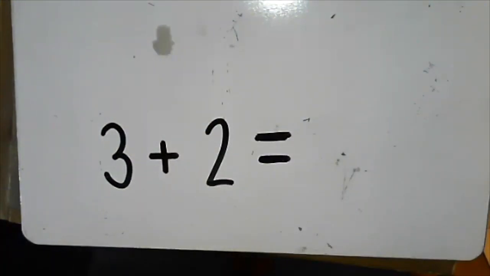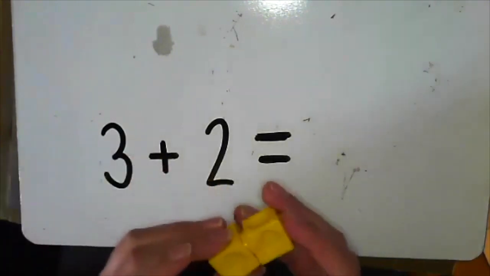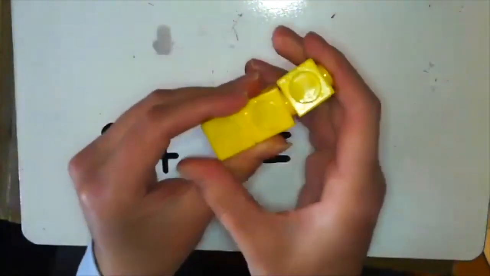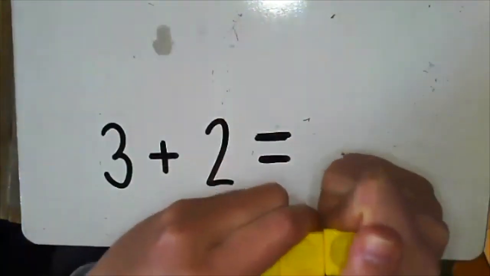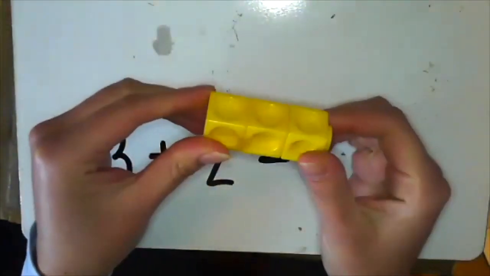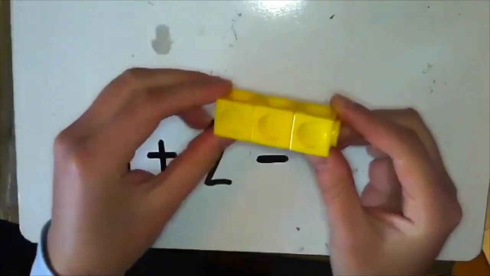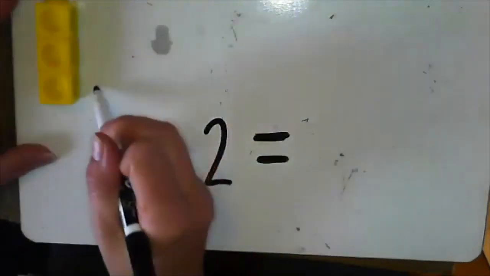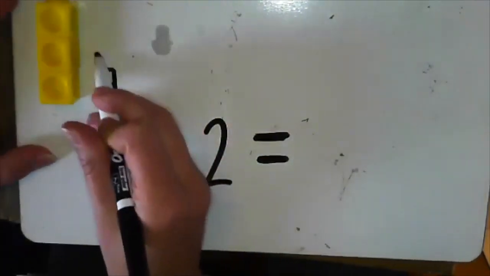First, I want you to do this with me. First, I want you to make a connecting line of cubes out of 3 cubes. Ready? Do it with me. 1, 2, 3. Does yours look like that? Draw it right above the 3. 1, 2, 3.